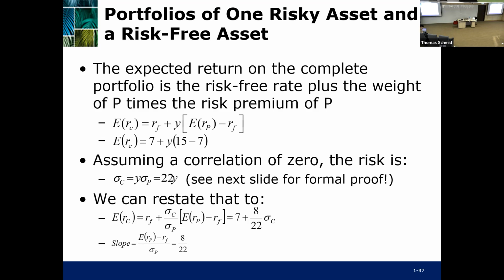The core reason why it holds is that we assume the correlation between the risky asset P and the risk-free asset F is zero. And this assumption is relatively reasonable, because the risk-free asset always delivers the same return while the risky asset varies, right? So by definition, they cannot be correlated.